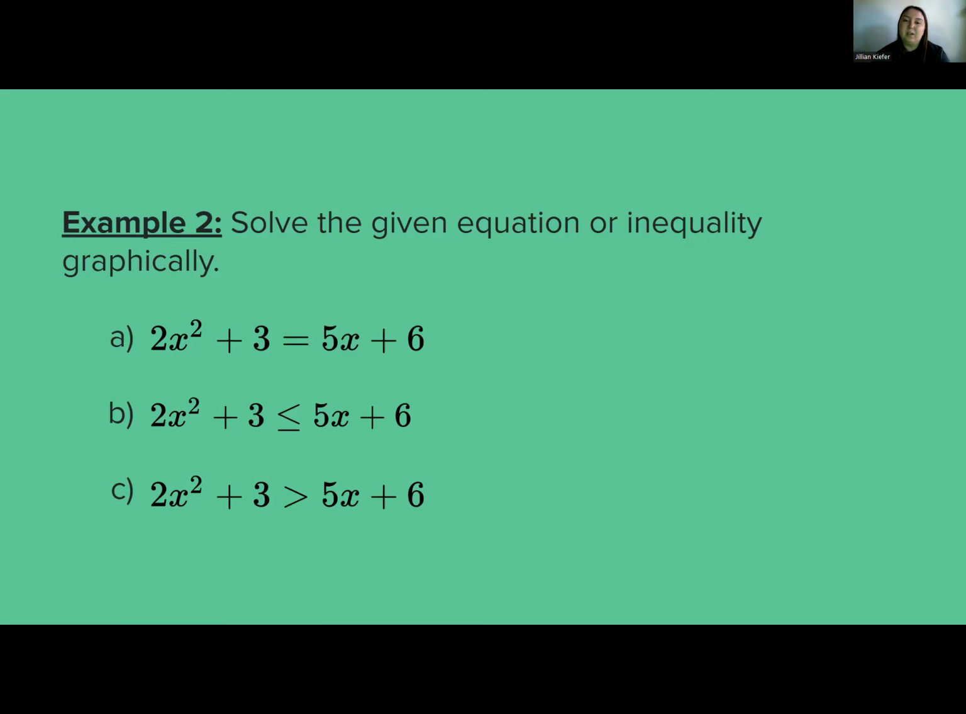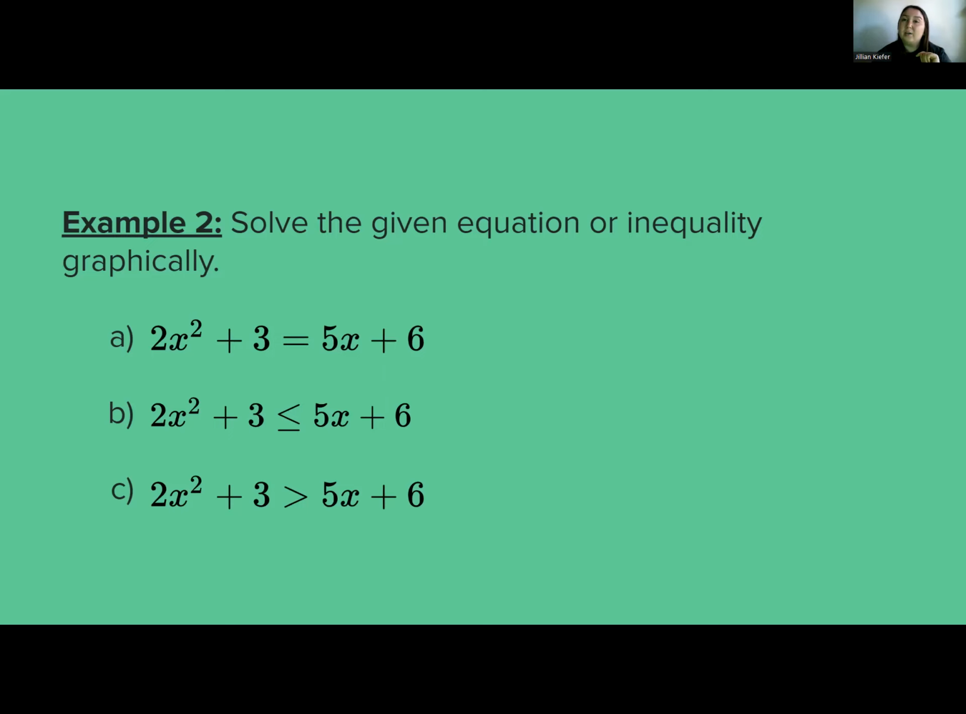Example 2, we want to solve the given equation or inequality graphically. So we have the same 2 equations in this case, and we're just testing different inequalities and equalities. For part A, we have 2x squared plus 3 is equal to 5x plus 6. So we want to know, what are the solutions? Part B, we have 2x squared plus 3 is less than or equal to 5x plus 6. So we have that less than and equal to. Then C, we have 2x squared plus 3 strictly greater than 5x plus 6.